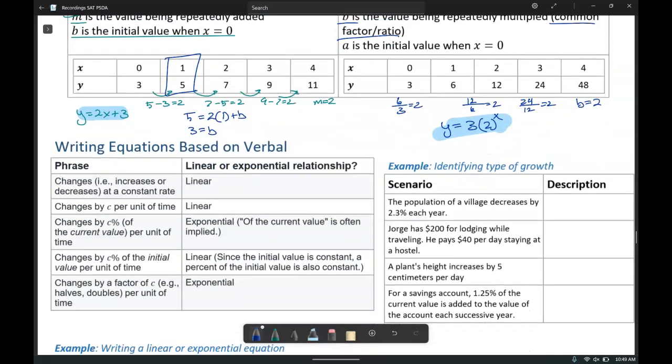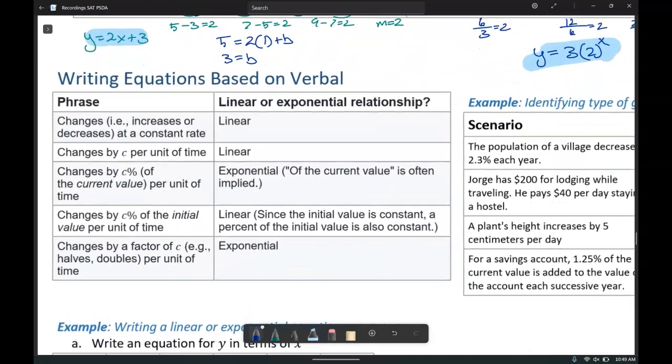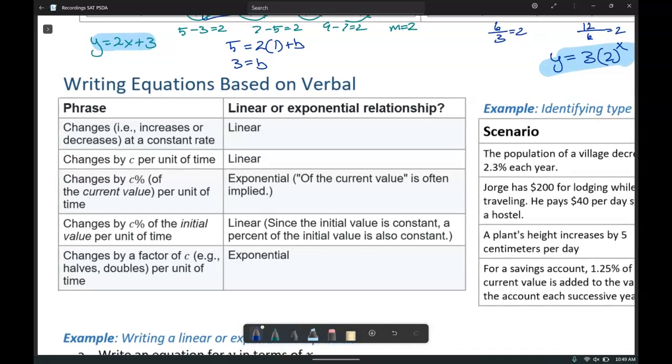When we're trying to determine based on a word problem whether or not something is linear or exponential, we're looking for phrases that indicate whether the growth is constant or not constant. So anything that represents a constant rate of change, changes by a fixed amount over time, or changes by a percent of the initial value. And this is important because the initial value is a constant. The initial value is never changing. Therefore, even though it's a percent, it's still the same amount of change over time, which gives us linear.